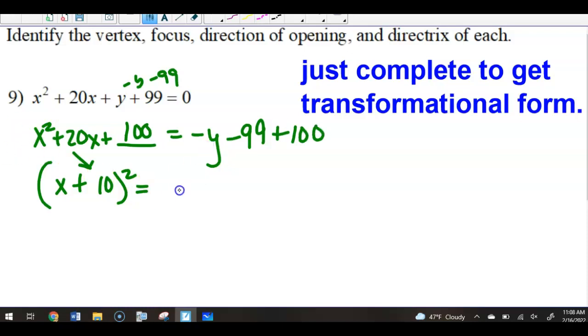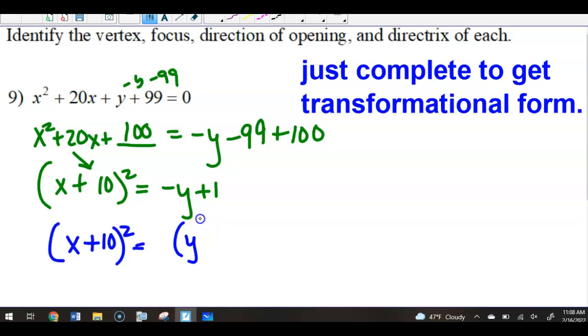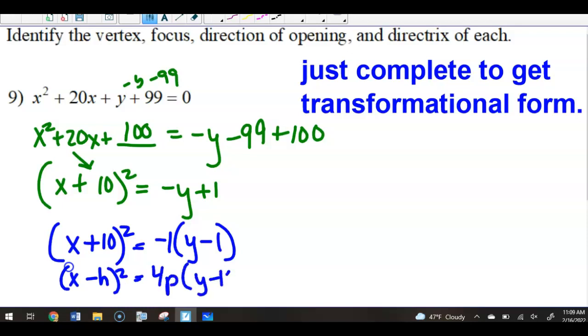And I end up with a negative y plus 1. I do still need to factor out, because it's supposed to be in here, a y minus k. So this would be x plus 10 squared equals... If I took a negative 1 out, I'm dividing both of these by negative 1, so I actually get y minus 1 in here. So this would be x minus h squared equals 4p times y minus k. So you would have k is 1, h is negative 10, and negative 1 is 4p, or p is negative 1/4.